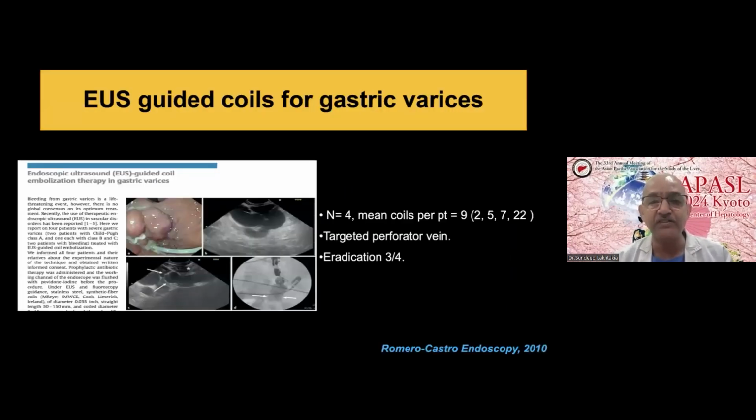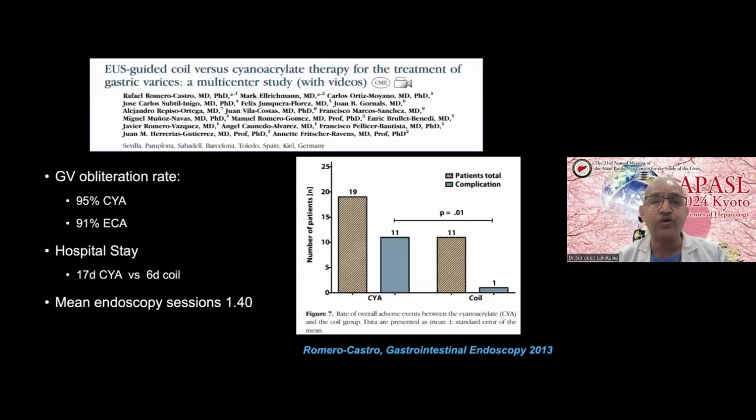What are the results of these procedures? The first publication came about 14 years back when EUS guided coils for gastric varices were reported by Romero Castro. These were a small number of patients. The average number of coils is very high because they used smaller varices and smaller sizes of coils.